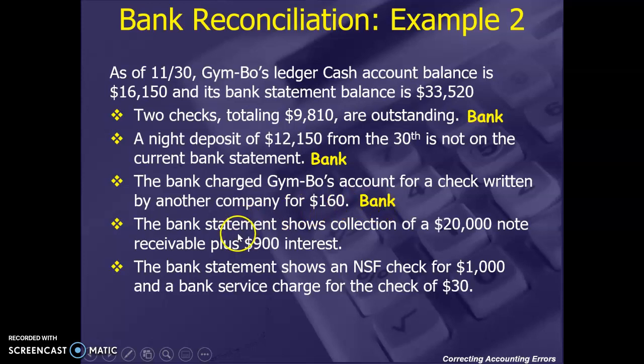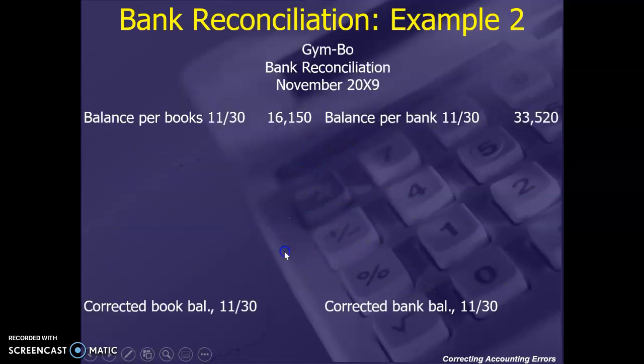This is a note. A note is something that the bank collected, but the books did not know about it, so it'll go on the book side. And then the NSF check, that is something the bank took out of our account and charged us a fee. That is going to go on the book side because the books did not know about that. So that's the first step, figuring out where everything goes.